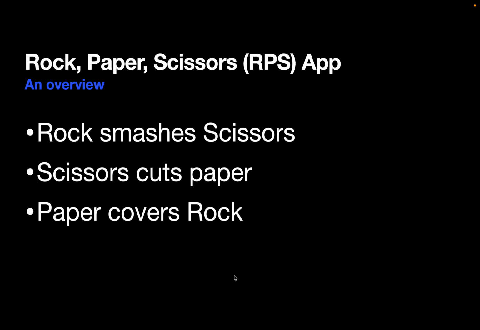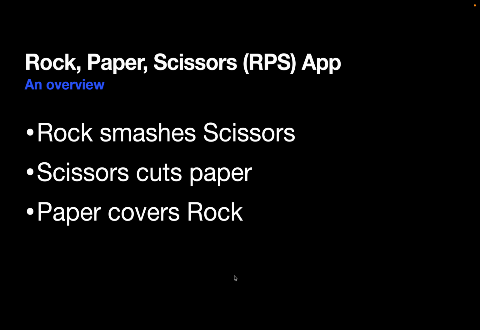However, if both players present the same sign, for example, rock and rock, scissors and scissors, paper and paper, we consider that a draw and nobody wins. So that's essentially how the game works.